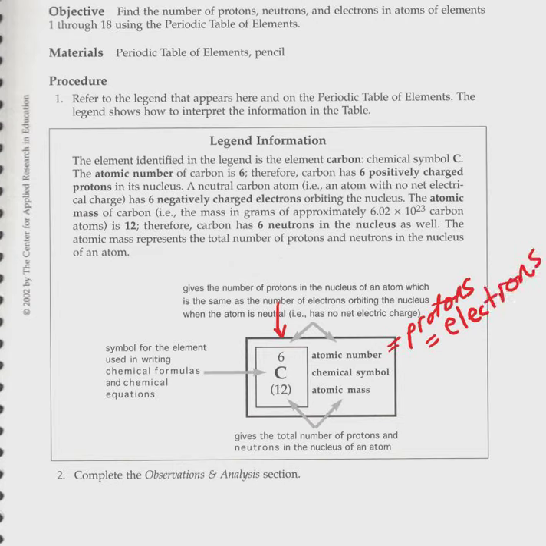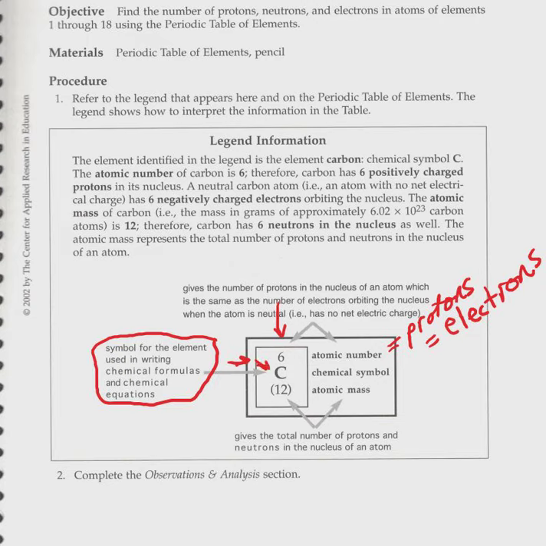And the chemical symbol, that's common throughout all periodic tables for whatever language you speak. This would be C for carbon. If it was in Spanish, it would be C for carbono. And usually there's also the elemental name, or the chemical name. But for our purposes here, we have the symbol C.